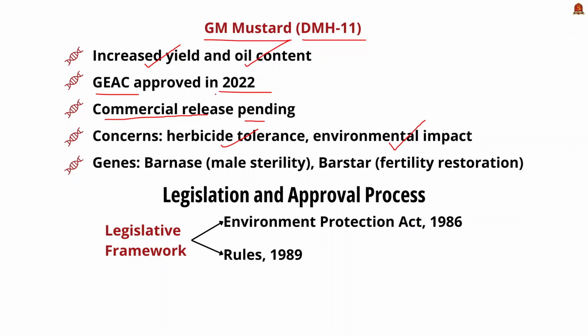The genes used for GM mustard are Barnase and Barstar. The Barnase gene causes male sterility and the Barstar gene provides fertility restoration. So the combination of these two genes can create increased yield and oil content.